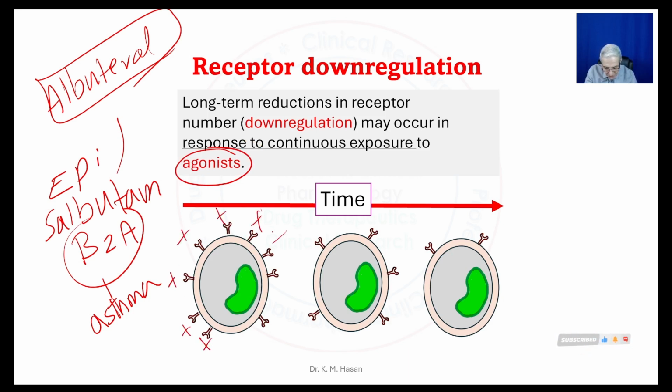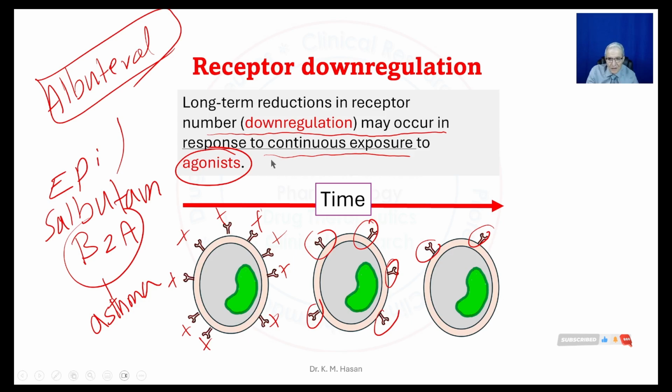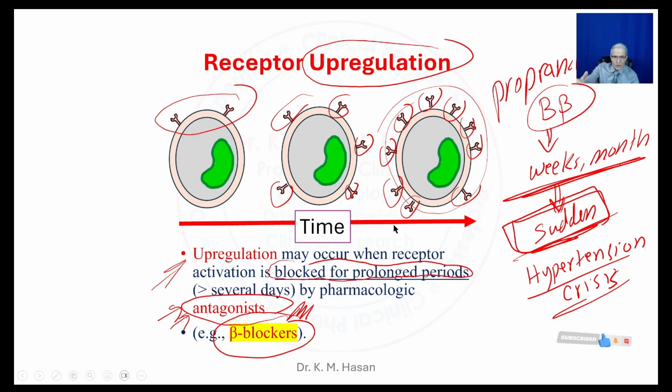Our body compensation will be a decreased number of receptors with chronic use. So you can see here we have a decreased number of receptors, a long-term reduction in the receptor number. We call this downregulation, which may occur with continuous exposure to the agonist. So please remember, we have two main concepts: receptor upregulation and receptor downregulation.